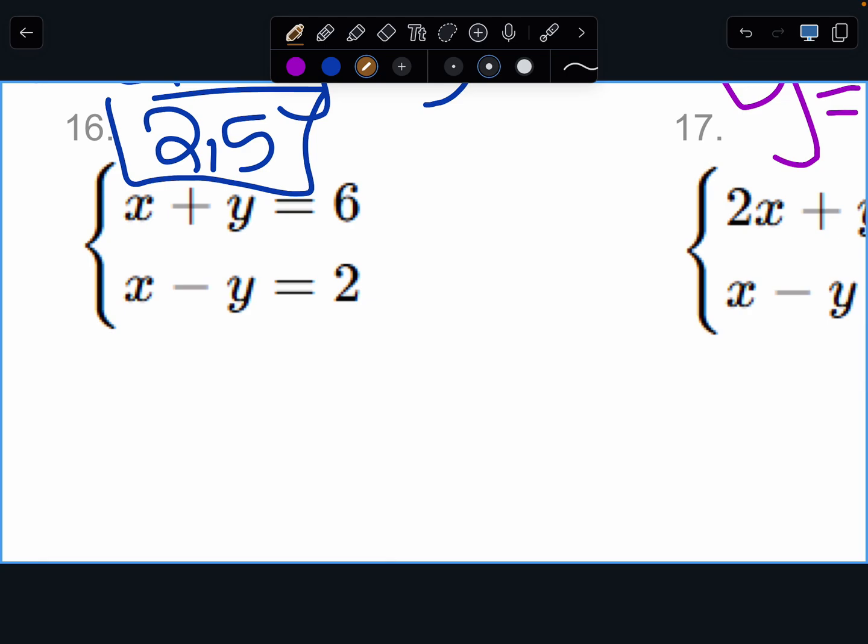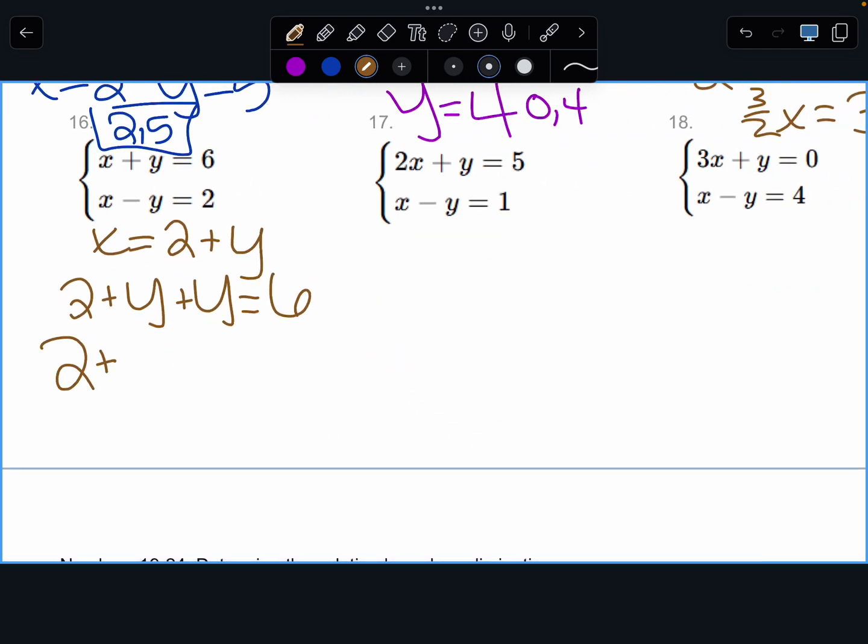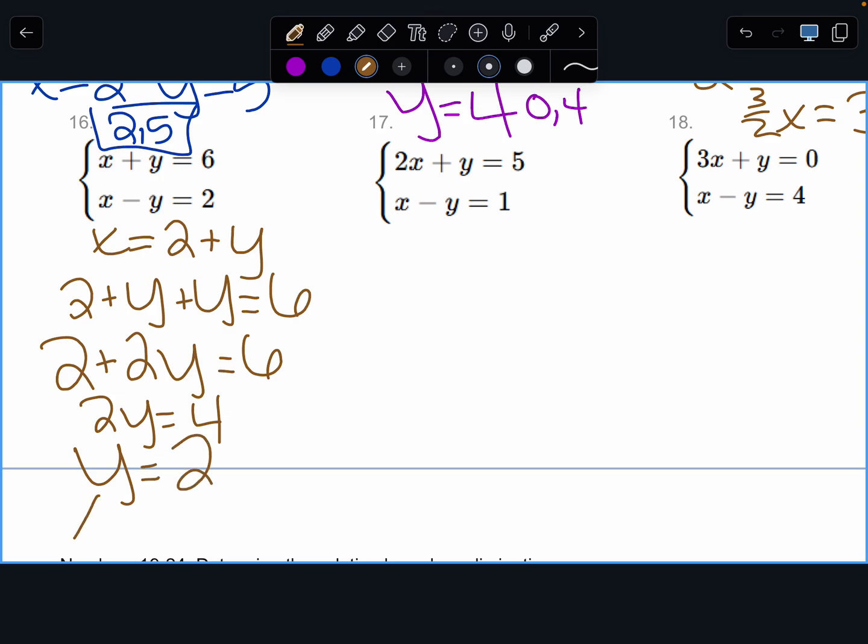So if I want to get x alone, I can do x equals 2 plus y. So I'd have 2 plus y plus y equals 6. So I get 2 plus 2y equals 6. 2y equals 4. So y would equal 2. And that would mean x equals 4.